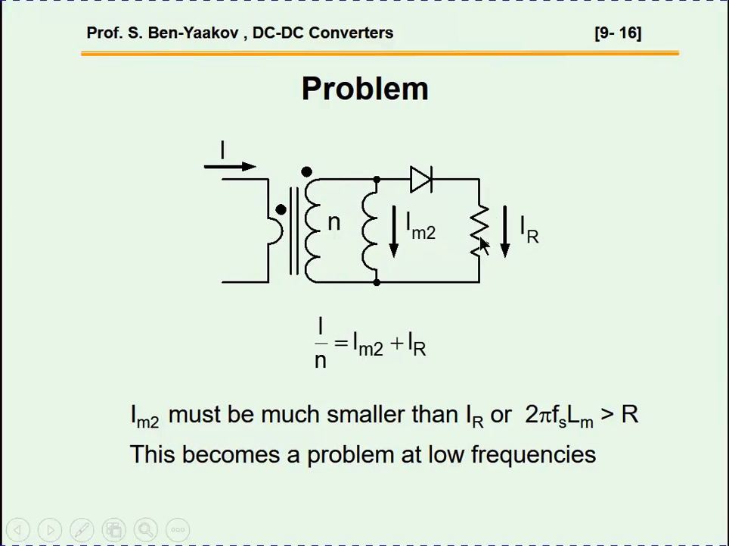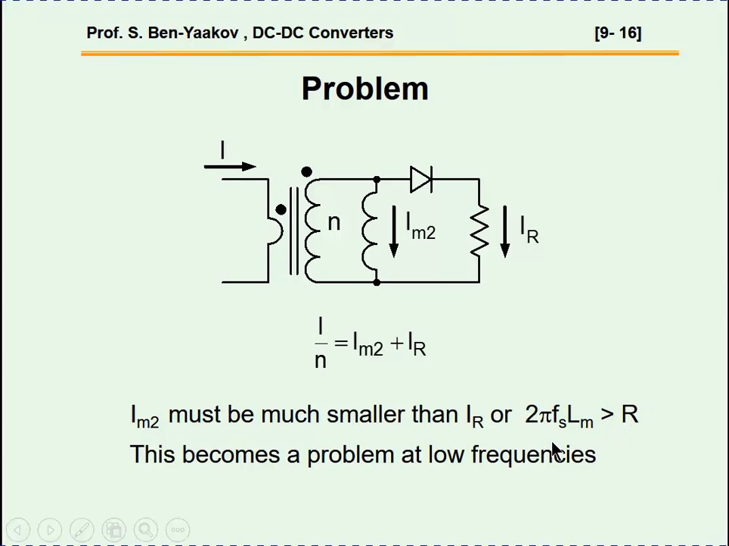current that's coming here. So therefore, we are not measuring here the actual 1/n current of the input, but rather a lower value. So we would like this current to be much lower than this current. So the impedance of this has to be much higher than the impedance of this. Now, one rule of thumb would be to say that the impedance 2 pi fs Lm, where fs is the switching frequency and Lm is the inductance, should be larger than R.